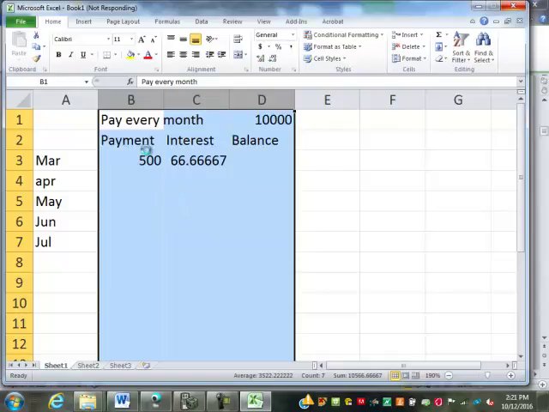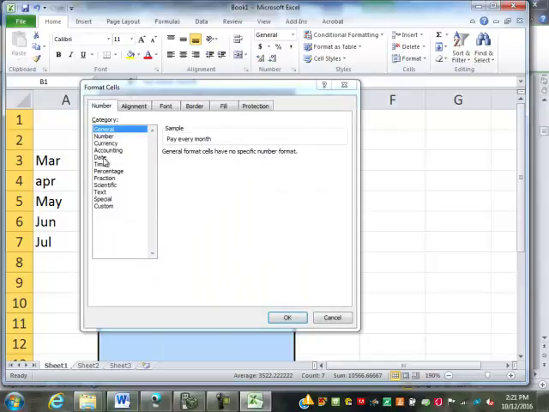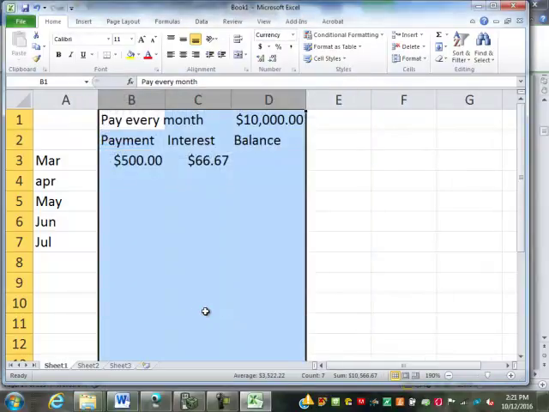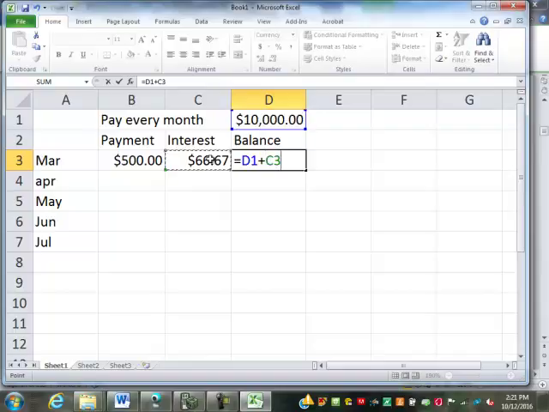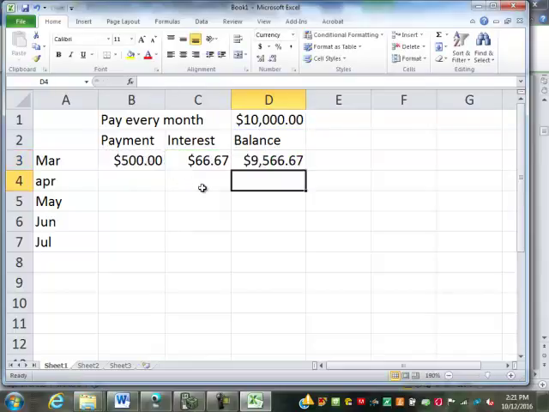My Excel program seems to be having some major issues today for some reason. There we go. Okay. So then my balance is going to equal my $10,000 plus my interest minus my payment of $500. So after that first month, I'm down to $9,566.